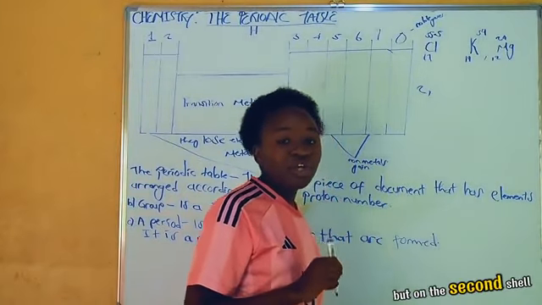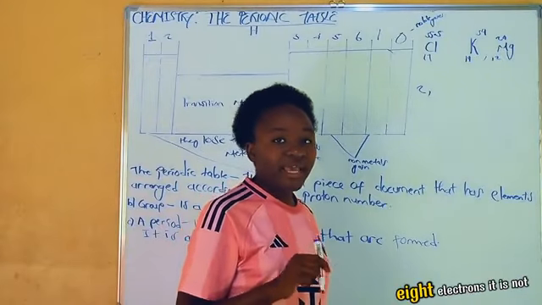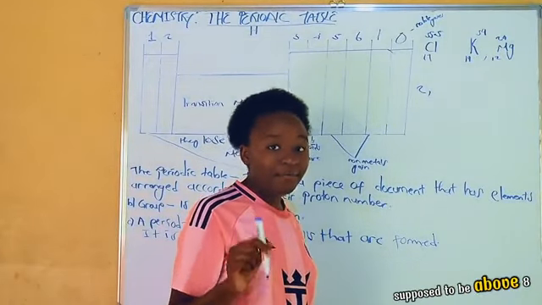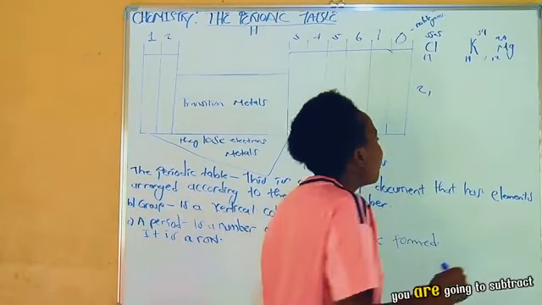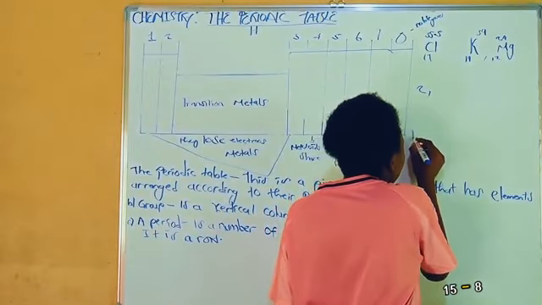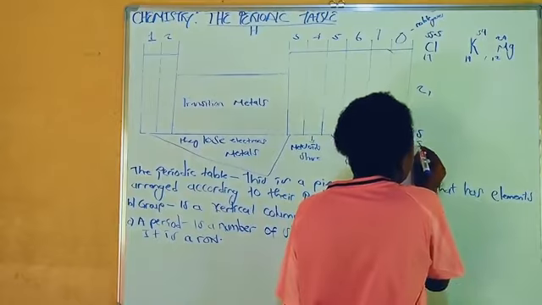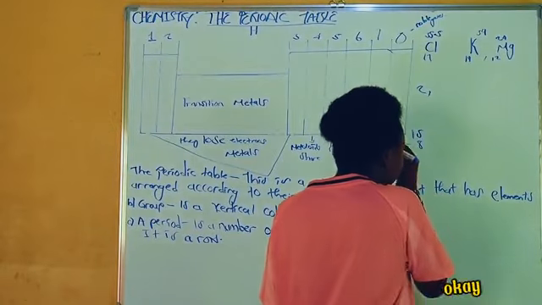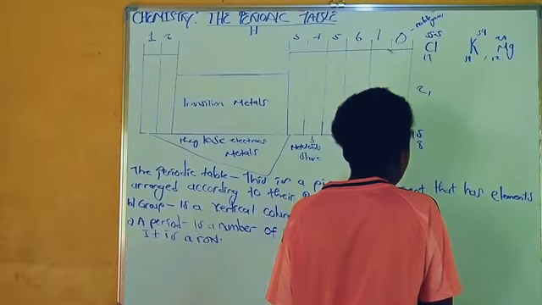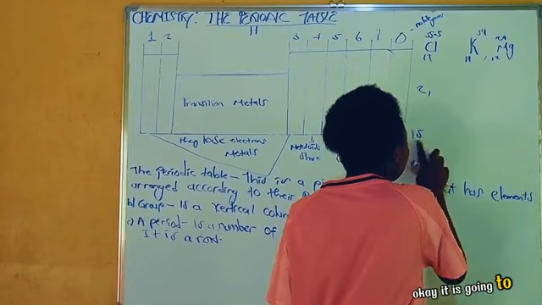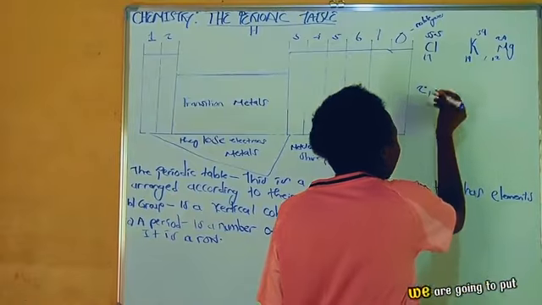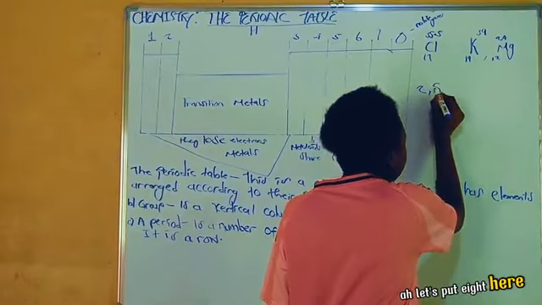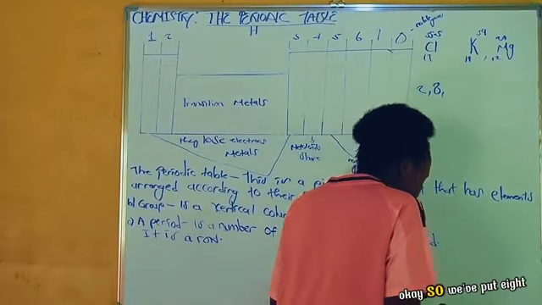But on the second shell, you are always supposed to put 8 electrons. It is not supposed to be above 8. Here, 2 you've already put, you are remaining with 15. You are going to subtract 15 minus 8, which is going to give us 7. Henceforth here we are going to put 8 here.